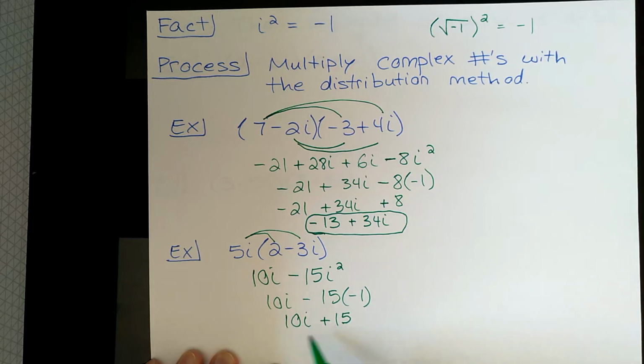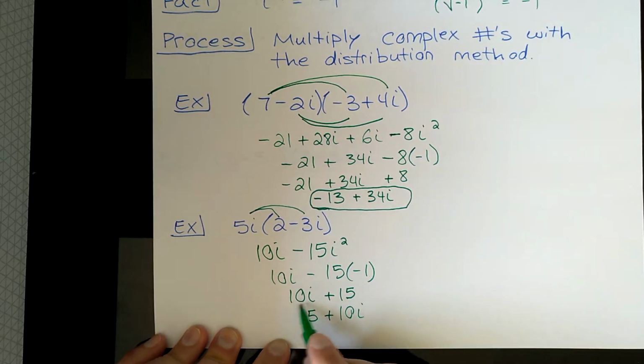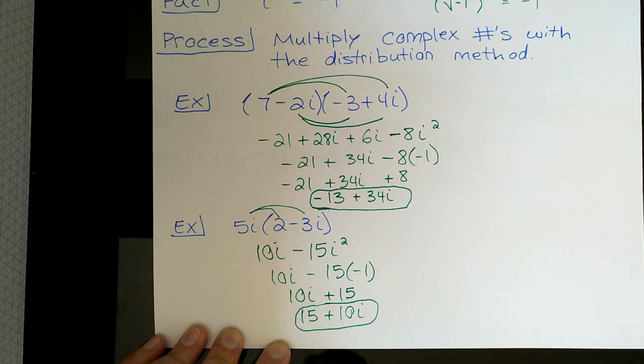But this is not in our complex number notation. We have to switch the order, so we get 15 plus 10i. Since this is a positive 10i, we just add it on at the end. So 15 plus 10i is our simplified answer.